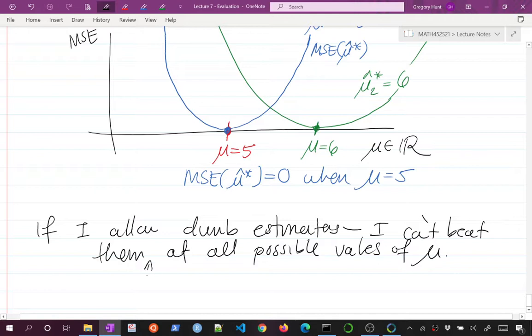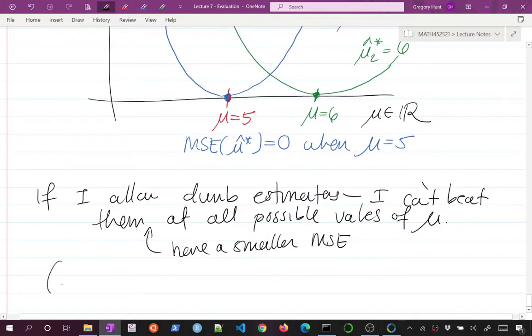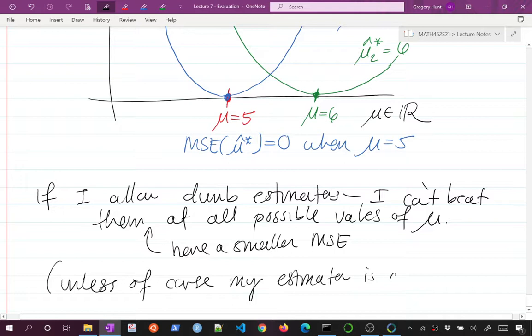And so if I allow these kind of dumb estimators, I can't beat them. And by beat them, I mean have a smaller MSE at all possible values of mu, unless my estimator uniformly always has an MSE of 0, which means my estimator always gets it perfectly. So I could even write that: unless, of course, my estimator is always perfectly correct, right?